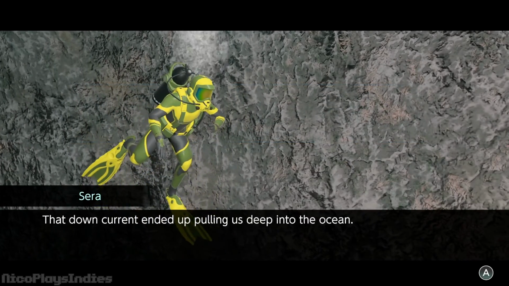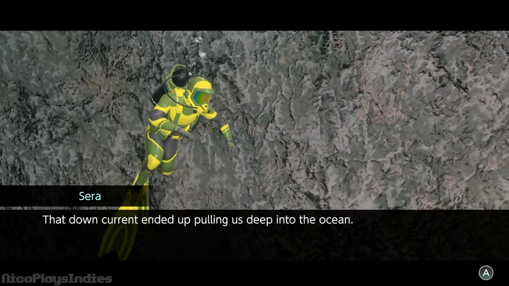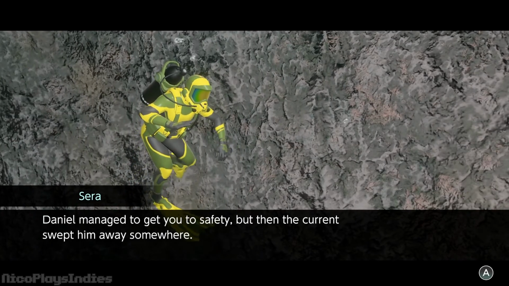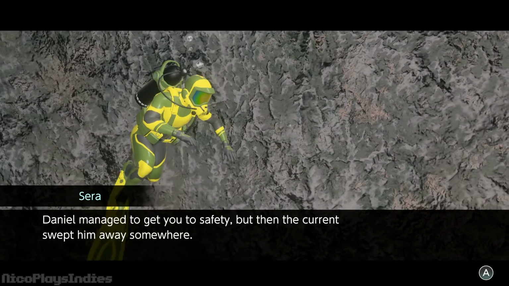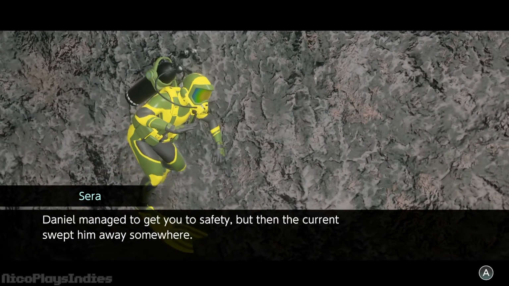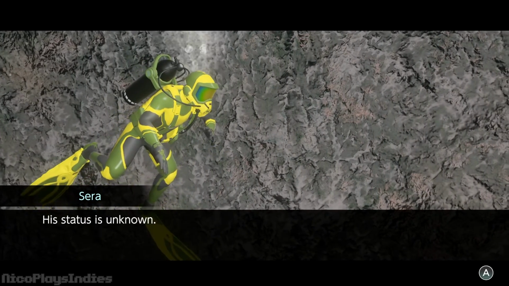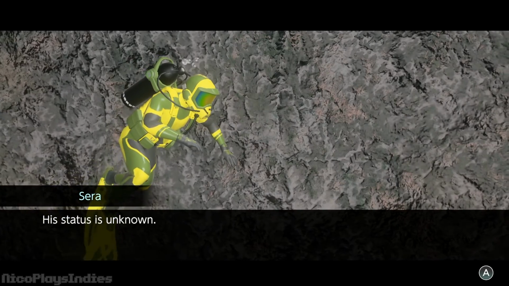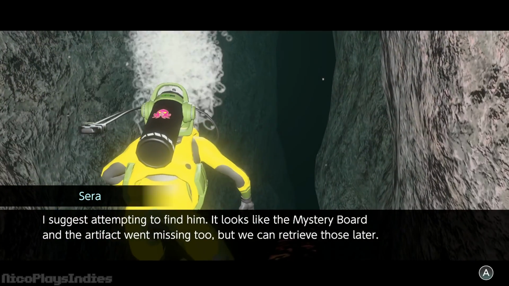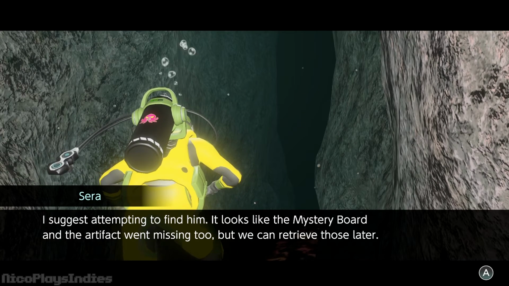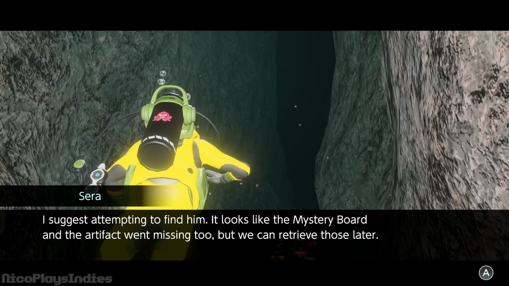That down current ended up pulling us deep into the ocean. Daniel managed to get you to safety, but then the current swept him away somewhere. His status is unknown. I suggest attempting to find him. It looks like the mystery board and the artifact went missing too, but we can retrieve those later.